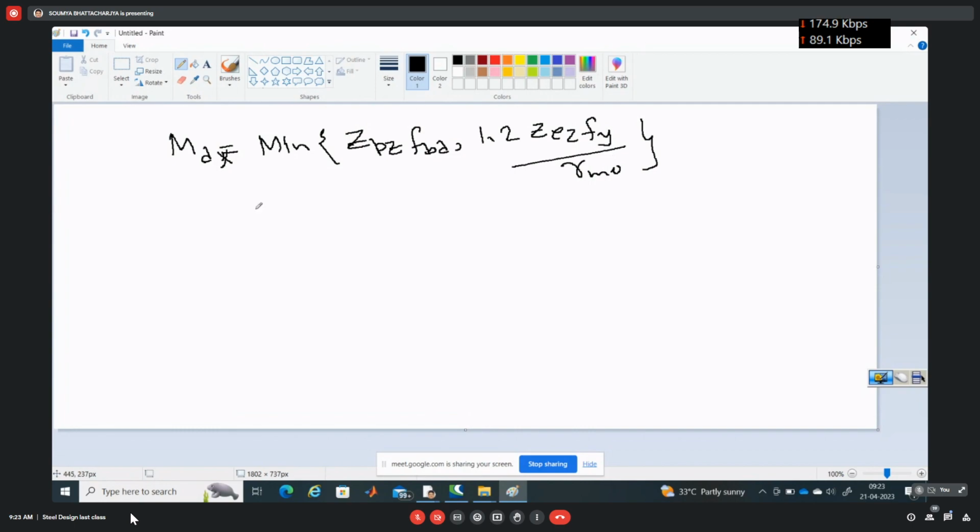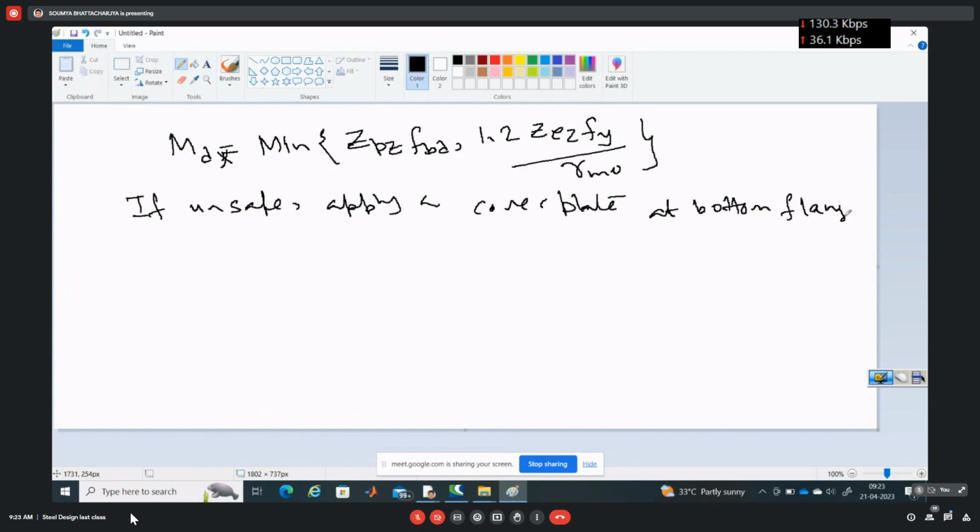If it is okay, then fine. If unsafe, apply a cover plate at the bottom flange. This is the standard procedure we adopt to make the gantry girder safe from moment capacity or deflection. So this is your gantry girder section. You just add a cover plate at the bottom. Again, the procedure is mentioned in your parallel class note. So that is all about the moment capacity.